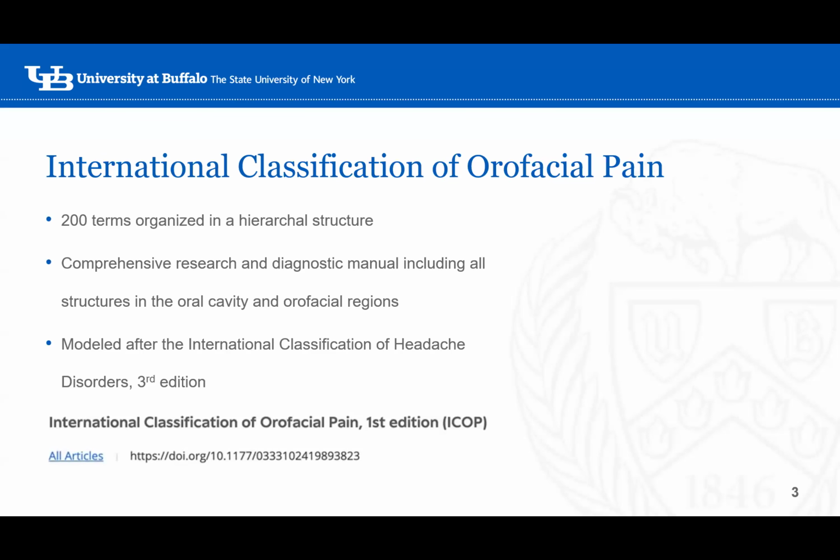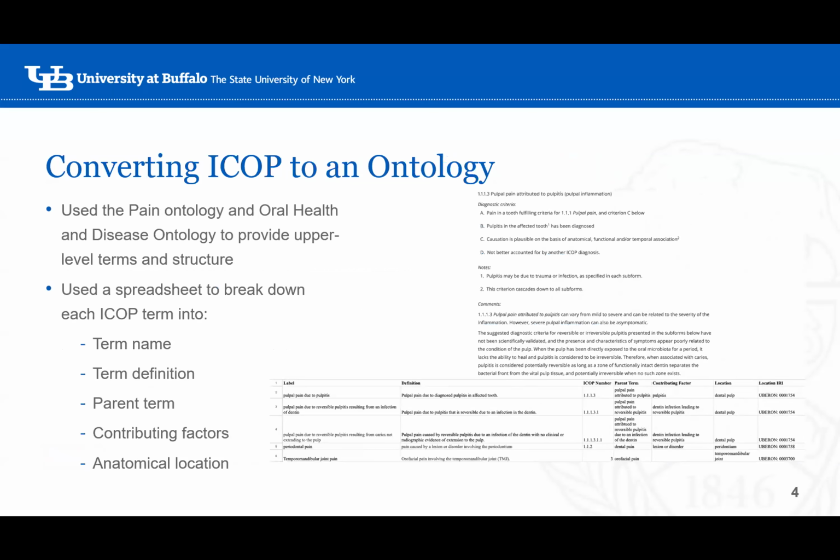The International Classification of Orofacial Pain is a hierarchical structure that lists a wide range of different types of orofacial pain, from dental pain to different types of migraines that might occur because of grinding teeth. It has about 200 terms, but it lacks the relationships between terms, which we were able to create by building an ontology. It's modeled after the International Classification of Headache Disorders.